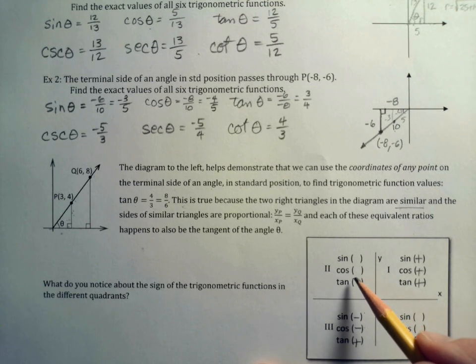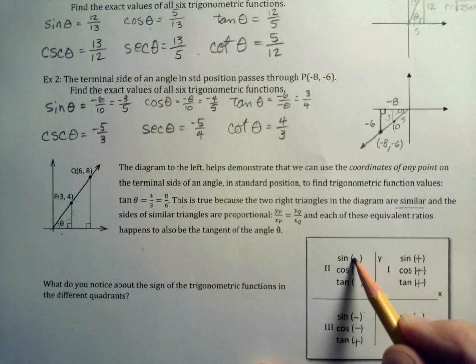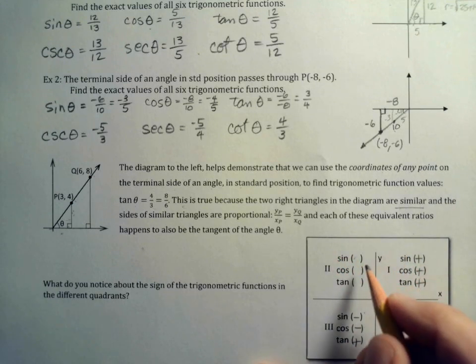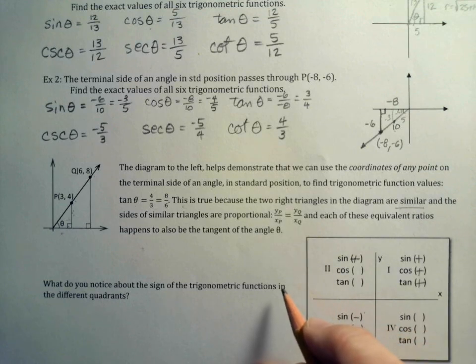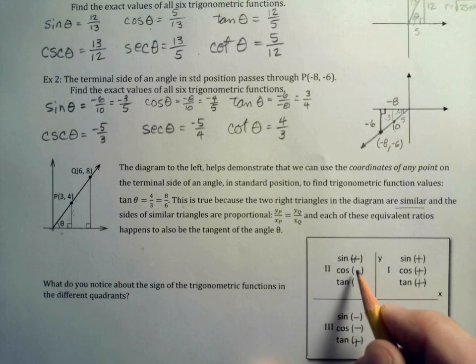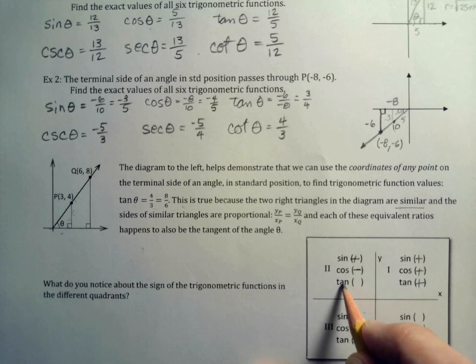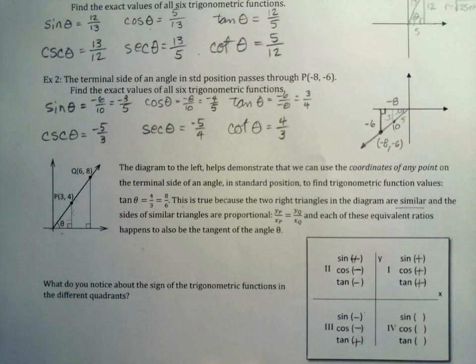Think about the second quadrant. Which one of those is positive? Sine is the y, and the y coordinate is positive in the second quadrant. So that's going to be positive. The x is negative on the left of the y-axis, so the x coordinate will be negative. And then tangent, that's the ratio of the y and the x. So the y is positive, the x is negative, that ratio will be negative.